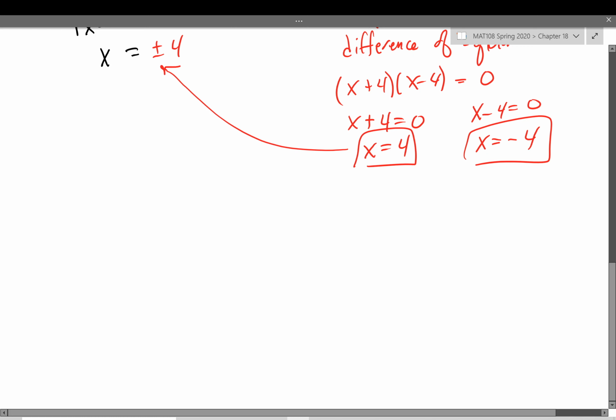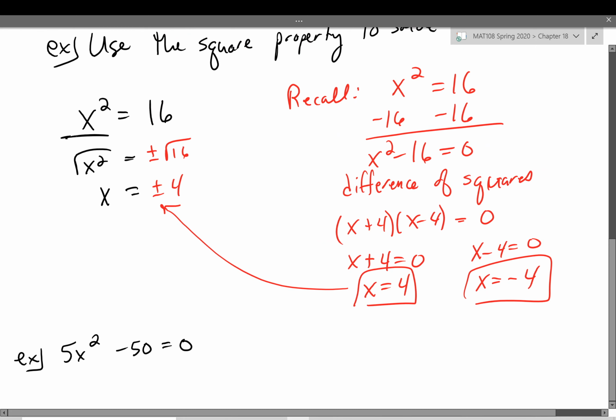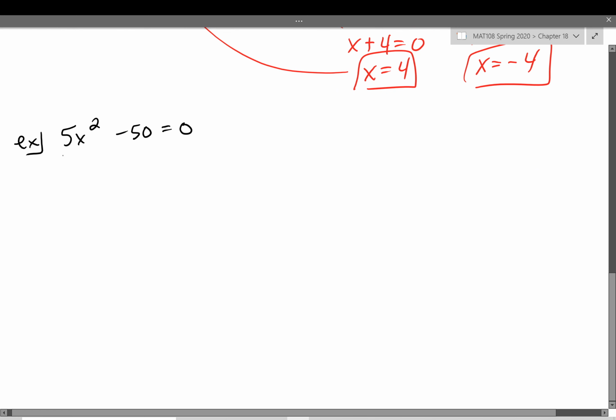So let's look at 5x squared minus 50 equals 0, okay? Now, if we compare this problem to the previous problem, I want you to see something. Notice in the previous problem, that x squared term was isolated, which means when you approach this problem right here, you have to isolate the x squared.